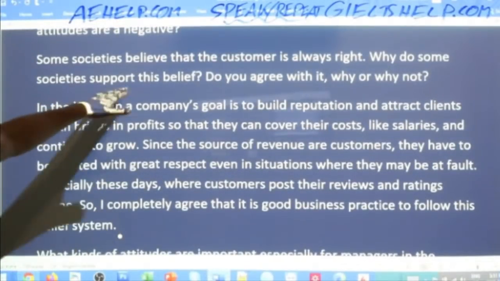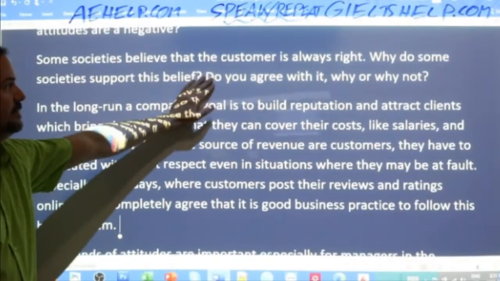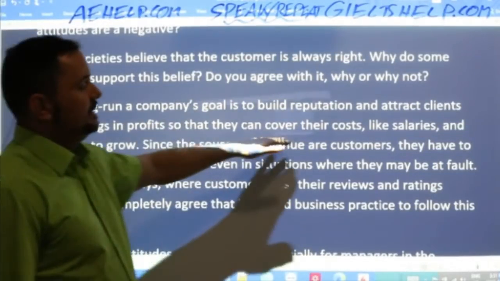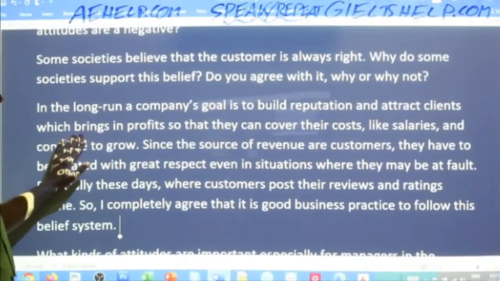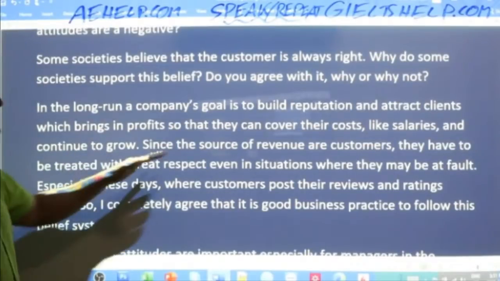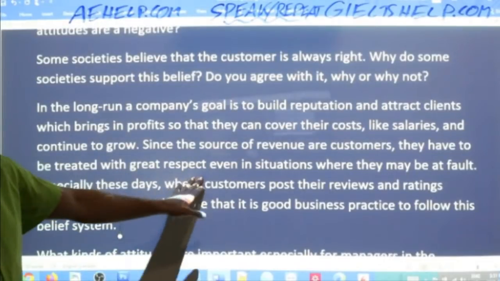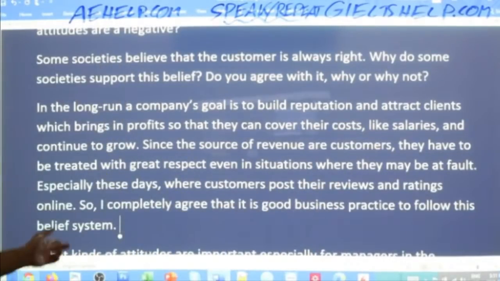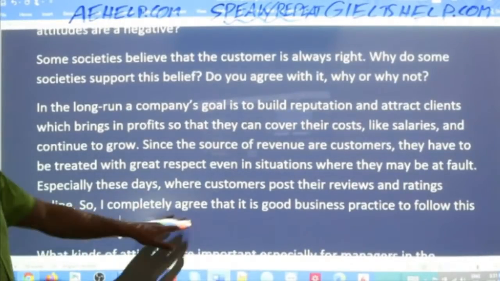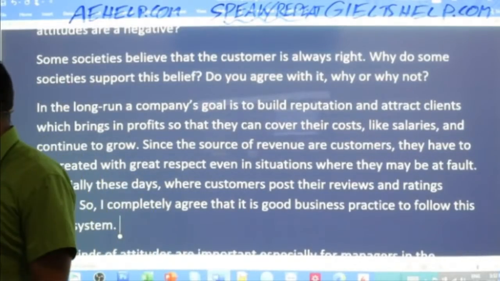Some societies believe that the customer is always right. Why do societies support this belief? Do you agree with it? Why or why not? In the long run, a company's goal is to build reputation and attract clients, which brings in profits so they can cover their costs, like salaries, and continue to grow. Since the source of revenue are customers, they have to be treated with great respect, even in situations where they may be at fault, especially these days where customers post their reviews and ratings online. So I completely agree that it's a good business practice to follow this belief system.